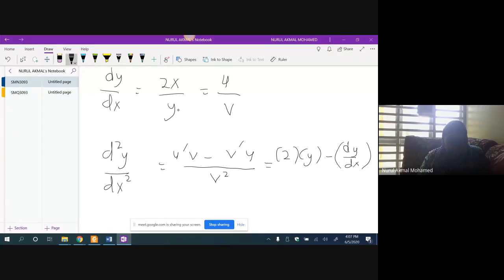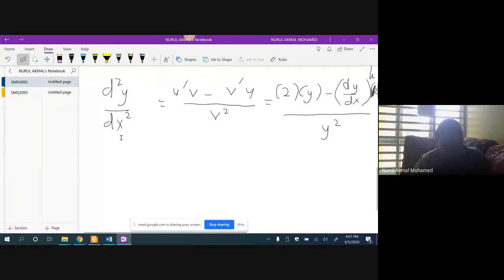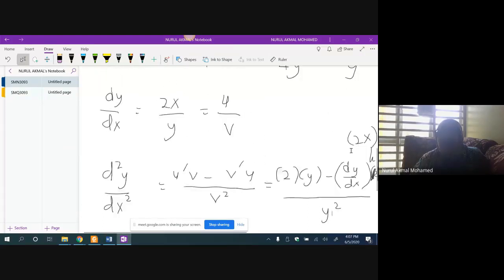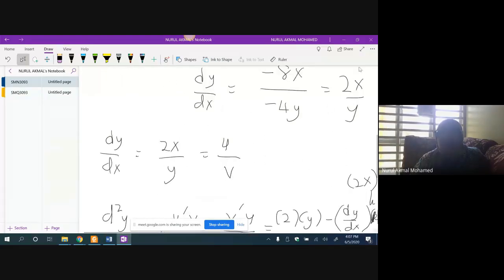Okay? And then you multiply with u. So your u is 2x. Okay? So here it is 2x. You have 2x here. And then you divide everything with v squared. So our v squared is y squared. So the answer is d squared y dx squared is equal to 2y minus dy dx times 2x, divided by y squared.